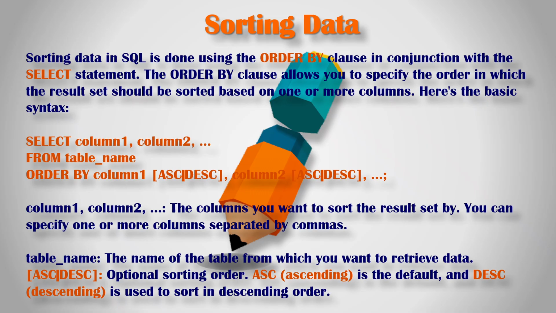Table_name: the name of the table from which you want to retrieve data. ASC|DESC: optional sorting order. ASC, ascending, is the default, and DESC, descending, is used to sort in descending order.